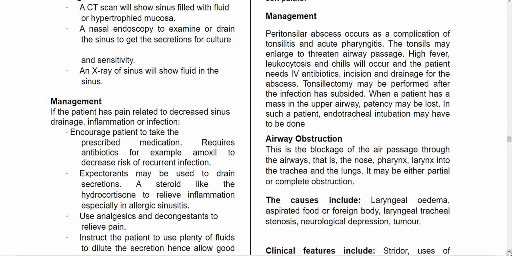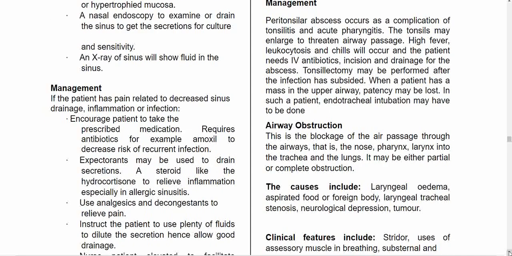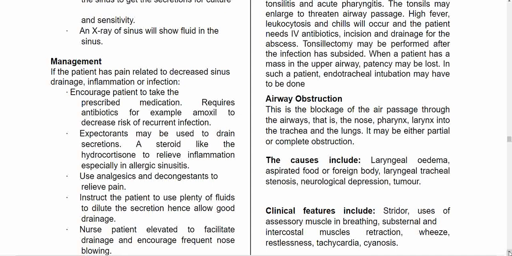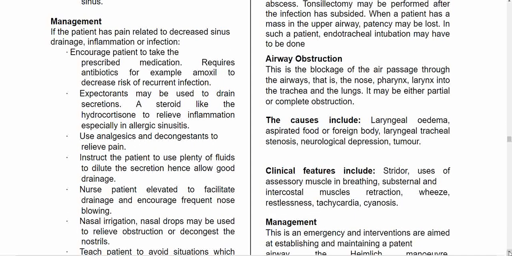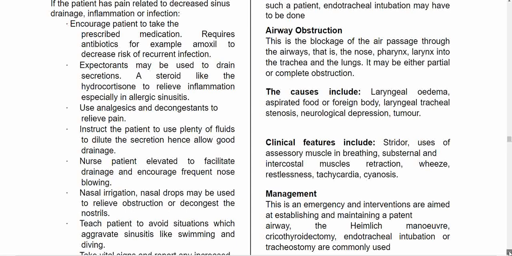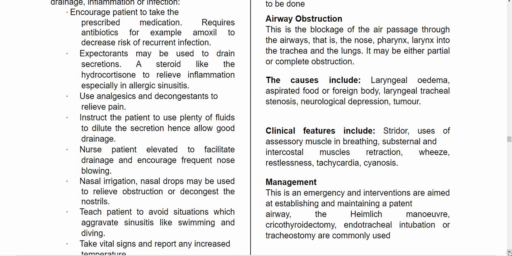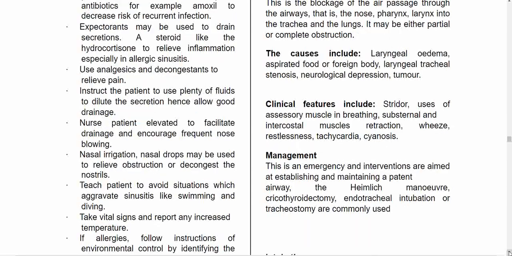Airway obstruction. This is the blockage of the airway passage through the airways, that is the nose, pharynx, larynx, into the trachea and the lungs. It may be either partial or complete obstruction. The causes of airway obstruction include laryngeal edema, aspirated food or foreign body, laryngeal or tracheal stenosis, that is reduction in the diameter of the larynx and the trachea. Neurological depression, that is the central nervous system is depressed. Tumor as well can cause that.